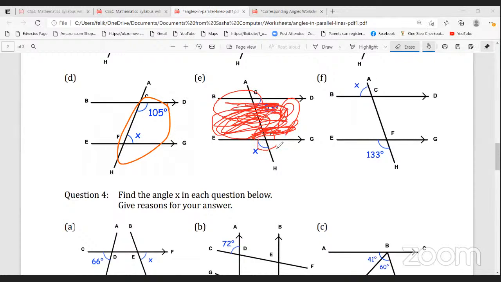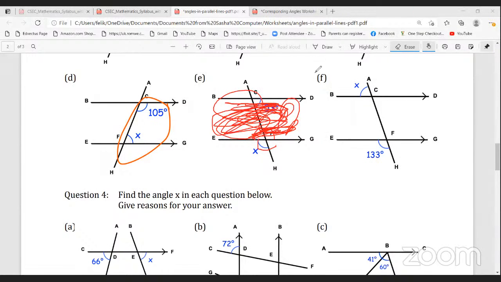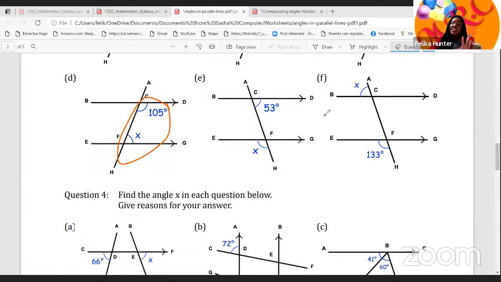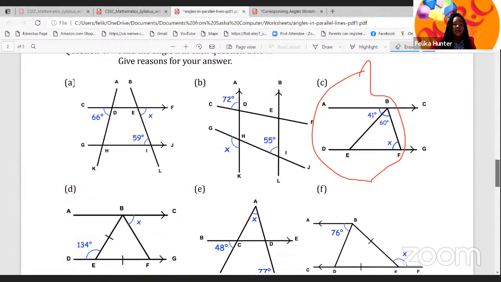Miss, I thought you were doing D. Oh, no, not D, E. So let's start F now. Are these co-interior? No. No, miss. No.